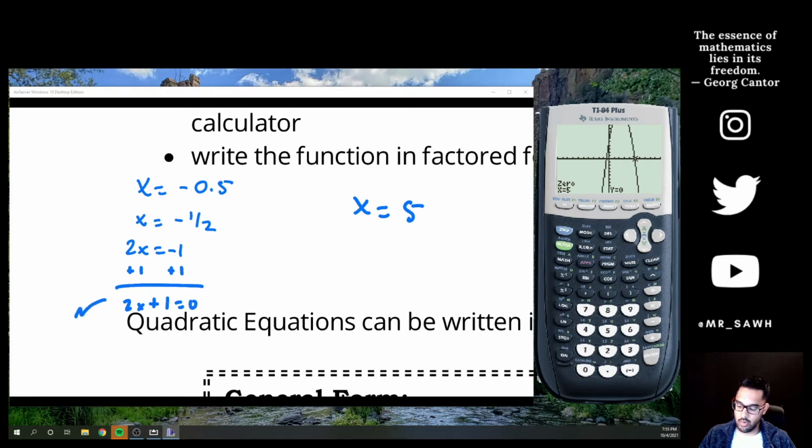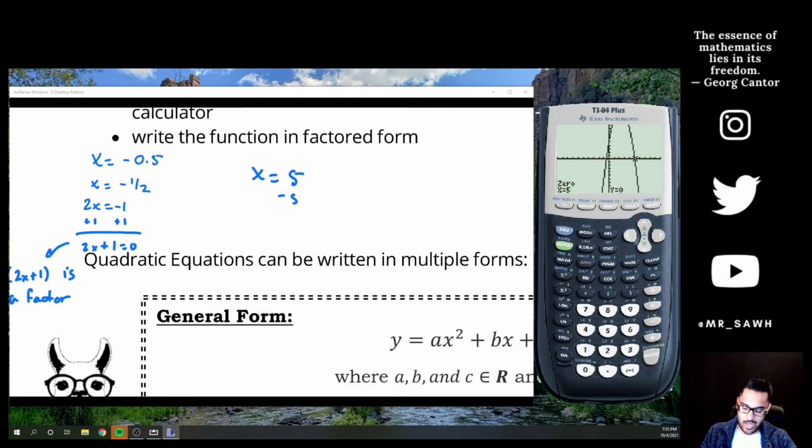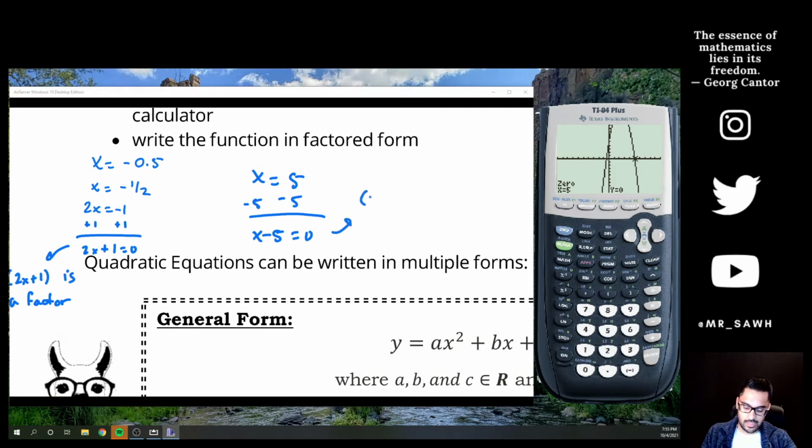So now I know that 2x plus 1 is a factor, right? The factors and the zeros have a relationship in the sense that if you take a factor and make it equal to 0, you can solve for the actual x value. So in theory, I should be able to do that in reverse to get what my actual factor is. So there's one of them. The other one, we can do the same thing. So subtract a 5 on both sides. So now I know that x minus 5 is equal to 0, which is really going to tell us x minus 5 is a factor.